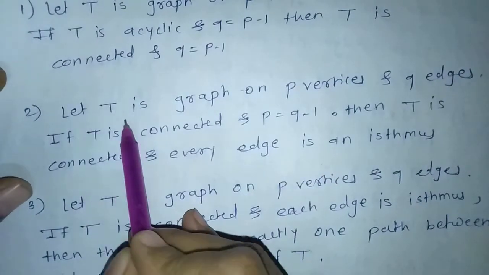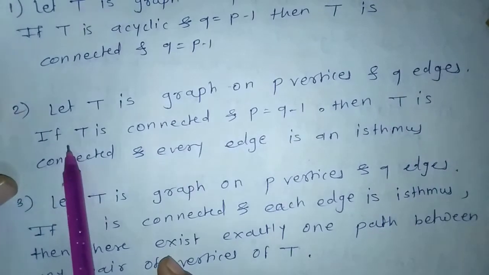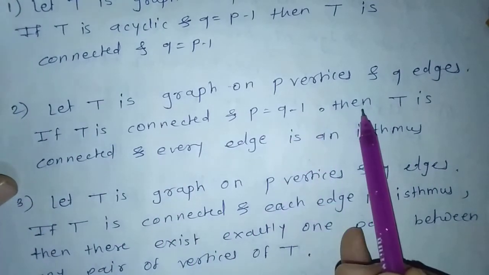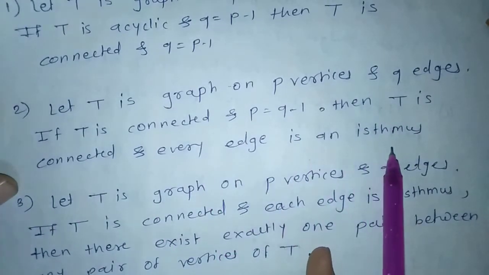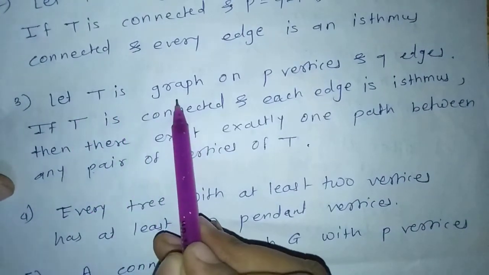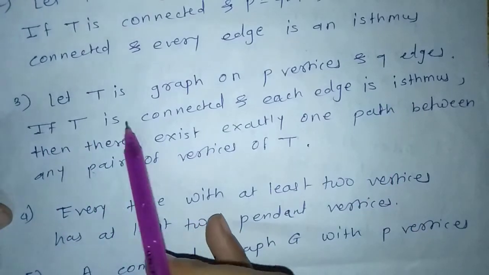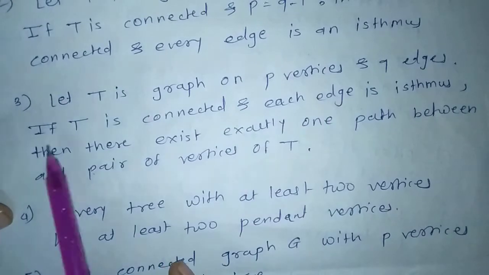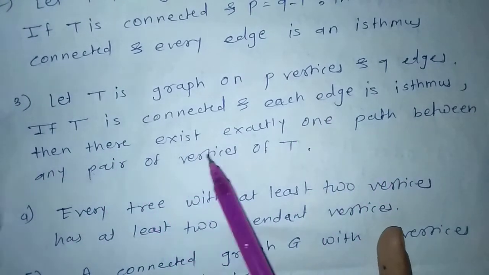Second, let T be a graph on P vertices and Q edges. If T is connected and P is equal to Q minus 1, then T is connected and every edge is an isthmus. Third, let T be a graph on P vertices and Q edges. If T is connected and each edge is an isthmus, then there exists exactly one path between any pair of vertices of T.